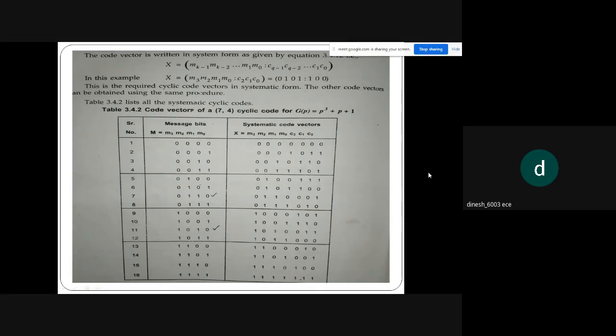After taking the screenshot of this slide, also try for each and every sequence. I had already done it for serial number 6. Check for the remaining message bits also. And if you have any doubts, put them in the chat box. We'll discuss in the chat box.